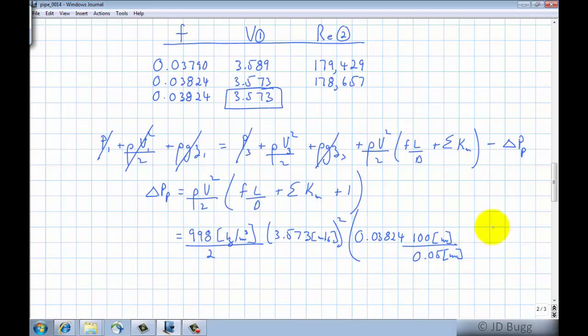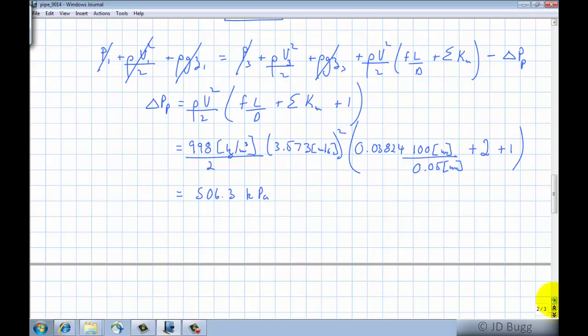It's important when we calculate this L over D to make sure you have the length and the diameter in the same units. The minor losses, there are 2 valves now that are both fully open, so that's minor loss coefficient of 2, 1 for each one, plus 1 for this kinetic energy term that we also are including. So that all gives us a delta P of 506.3 kilopascals when we calculate that out.